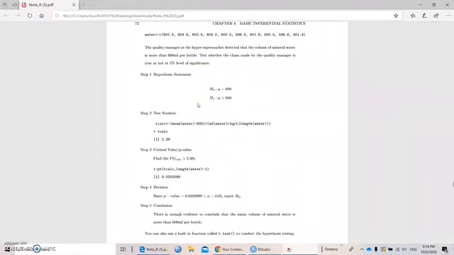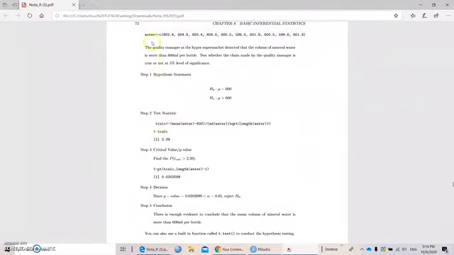So this is the basic step of hypothesis testing. Step 1 is the hypothesis statement. The null hypothesis: we assume that the parameter value is true, mu equal to 600, versus the alternative hypothesis mu greater than 600, because of this statement: the quality manager at the hypermarket detected that the volume of mineral water is more than 600 ml. For the test statistic, we use the t-test. See, this is the formulation.